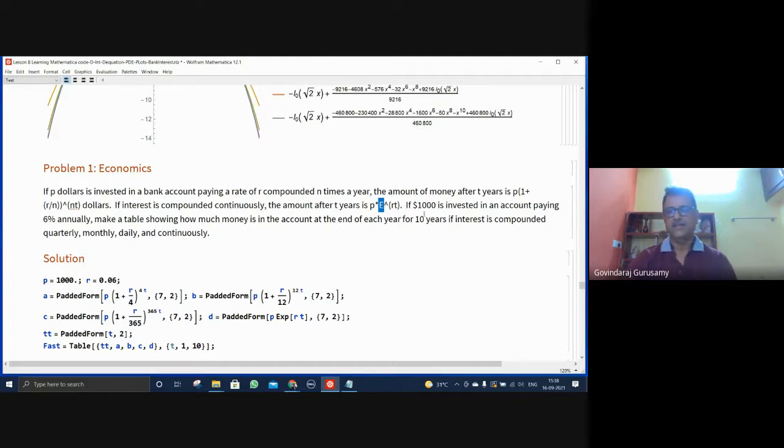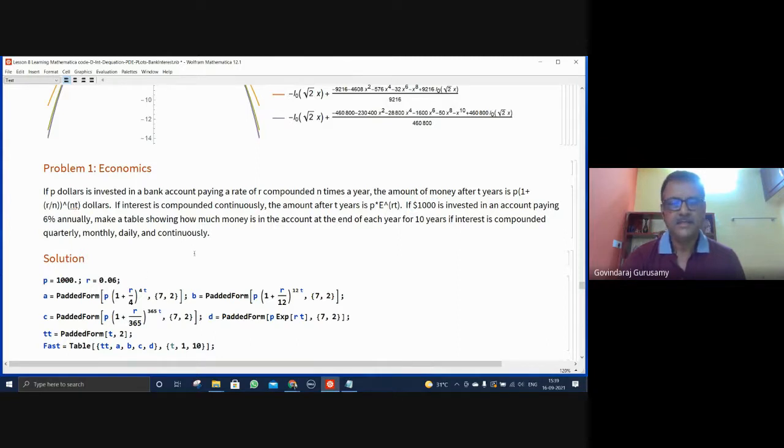If $1,000 is invested in an account paying 6% annually, make a table showing how much money is in the account at the end of each year for 10 years, if interest is compounded quarterly, monthly, daily, and continuously. Right? So what is it we are going to find? Now we are going to find out that for 10 years, we are going to deposit money of $1,000 in the bank, and then we are going to get the interest.